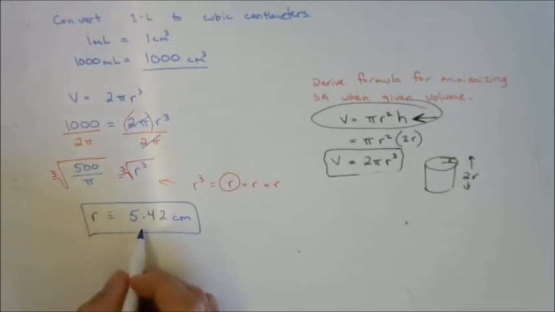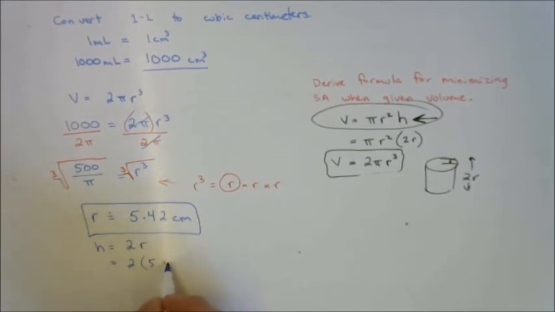If the radius is this, how do I find out the height of this can? Times by 2. Yeah, height is 2r. So we've got 2 times 5.42, which is 10.84.